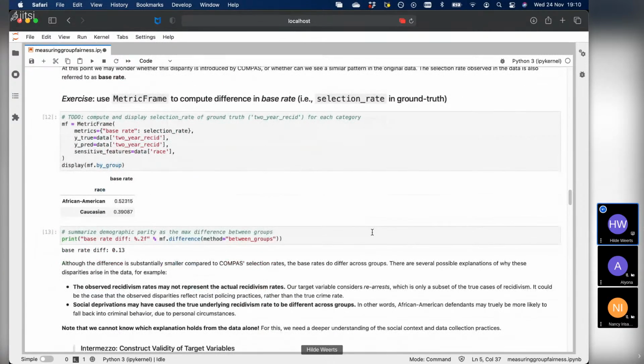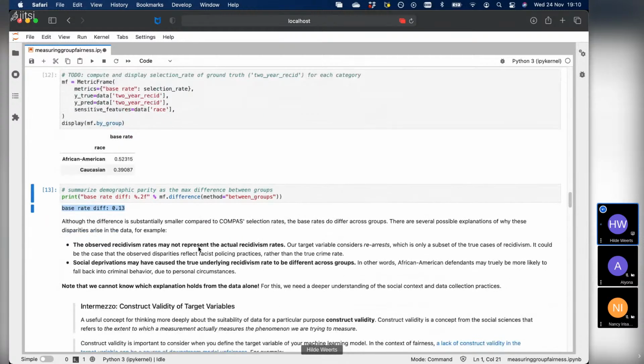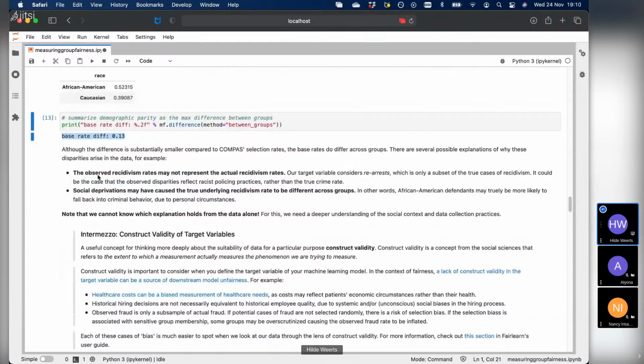So there are many different reasons why this base rate difference exists even in the ground truth data. So apart from what is introduced maybe by the Compass scores. And one of these explanations, and I think this is very important to understand, is that the observed recidivism rate may not represent the actual recidivism rate. So like I've said a few times before, what we're considering here is rearrests. And that's just a subset of all cases of recidivism. For some people, we might not even see whether they will reoffend or not, just simply because they are not caught, so to speak. So it could be that these disparities are more reflective of racist policing practices rather than the actual crime rate.